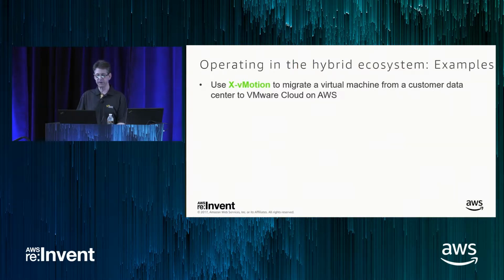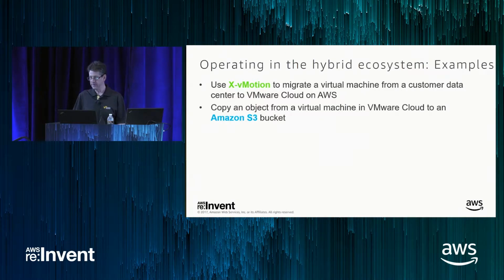So XVMotion, using cross-account ENIs, the same vMotion that you're used to using on-prem, is what will allow you to move a virtual machine from your data center to the right side of the previous diagram, VMware Cloud on AWS. Another example, you may want to copy an object from a virtual machine on the VMware Cloud side to an Amazon S3 bucket.